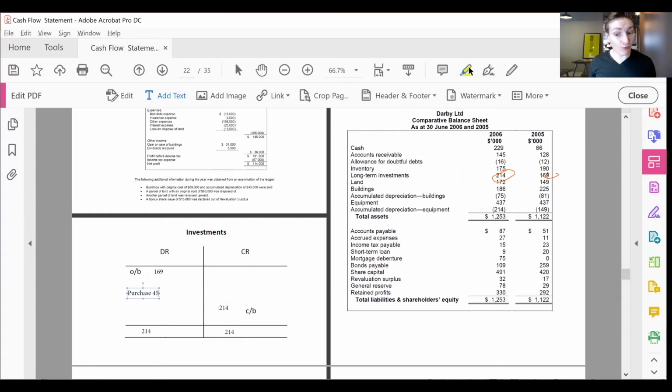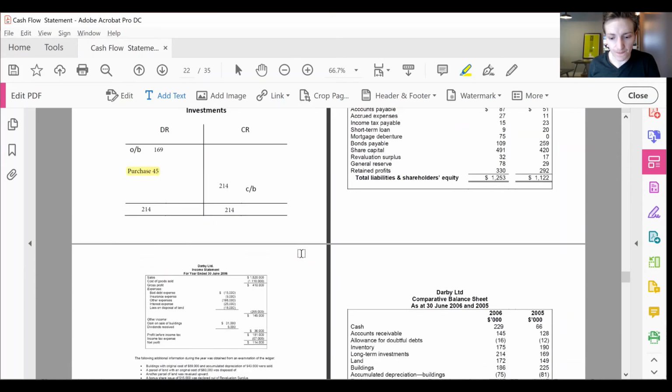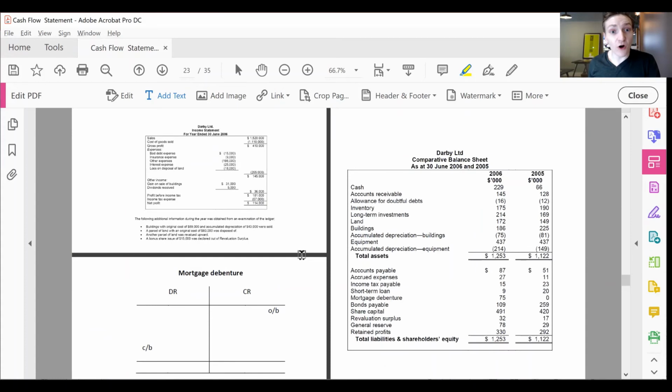And that, again, is relatively straightforward as far as these T accounts go. So that's what we have so far for our investment-related things. We now start moving on to some of the financing-related cash flows. So we can start off with the mortgage debenture. It's as good a place to start as any. And it turns out there's not really much to put in here. And this will go into our financing cash flows.